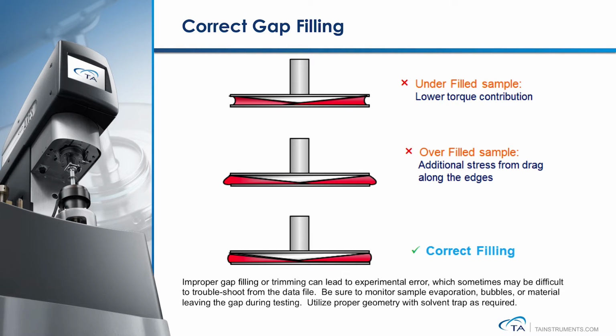When using parallel plate or cone plate geometries, be certain to verify the sample loading and inspect the sample edge. Improper gap filling or trimming can lead to experimental error, which is difficult to troubleshoot from the resultant data collected. Be sure to also monitor the sample for trapped air bubbles, evaporation, or material leaving the gap during testing.